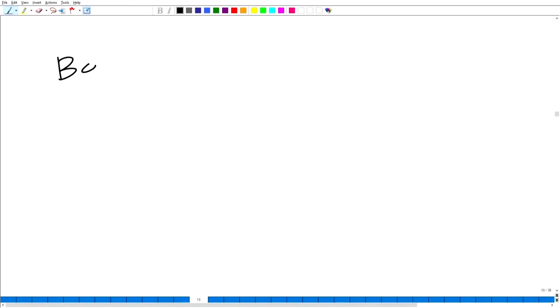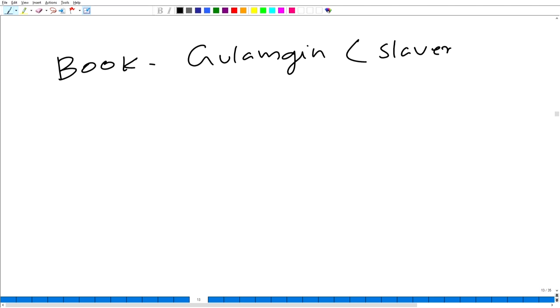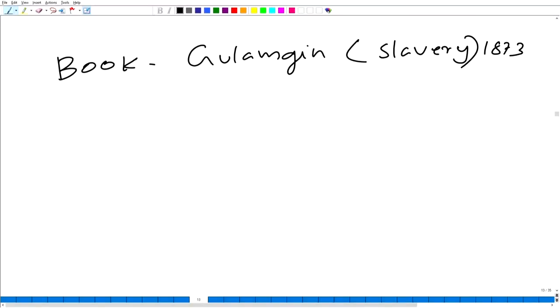What was the name of his book? Gulamgiri, meaning slavery. It was published in 1873. Jyotirao Phule mainly acted through publications in the form of books, journals, periodicals and pamphlets. Deenbandhu in Marathi language was one of the prominent journals of Jyotirao Phule. His book came to be known as Gulamgiri, meaning slavery. It was published in 1873. In this book, he analyzes the historical roots of Shudra slavery.